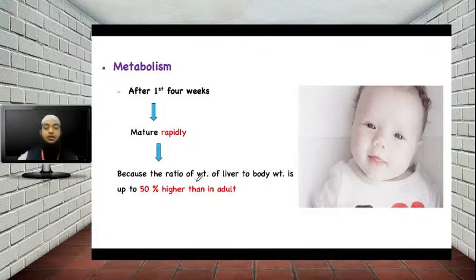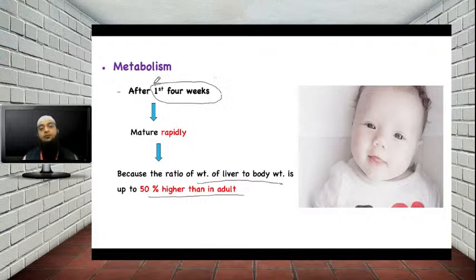Because the ratio of liver weight to body weight is up to 50% higher than in an adult if the age of the baby is 4 weeks old. Okay, so now you see there is not much difference between a 4 week old and a newborn baby. It is just a 1 month old baby. So after 1 month of age, the liver function is exactly reverse.